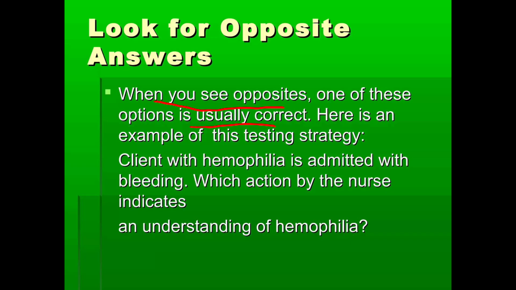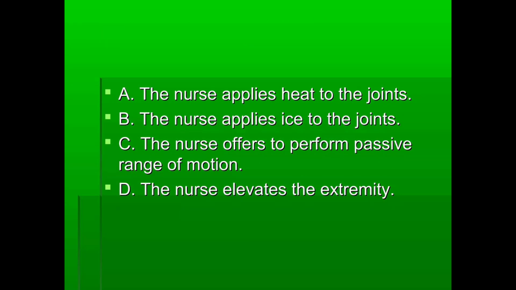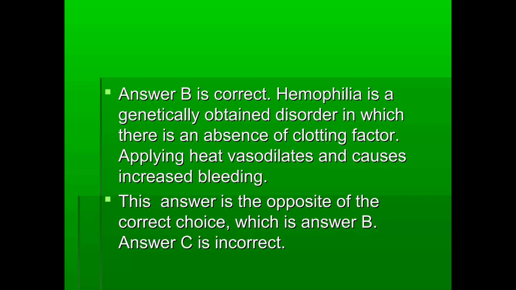Remember, we are looking for opposite answers. And we've said when you see opposites, one of these options is usually correct. Are there any opposites that we can see? Applying heat and applying ice, okay? So option B is the correct one. Why? Because hemophilia is a genetically inherited disorder in which there is an absence of clotting factor, okay? So when you apply heat, it vasodilates and causes increased bleeding, okay?